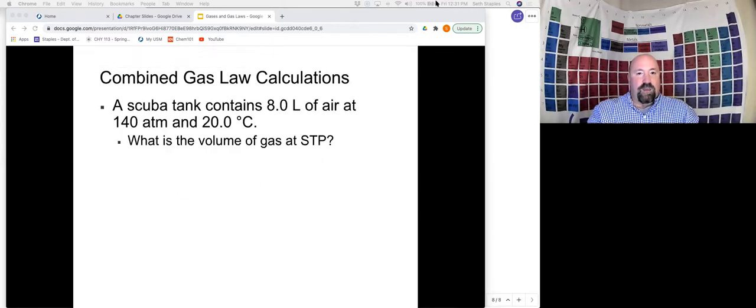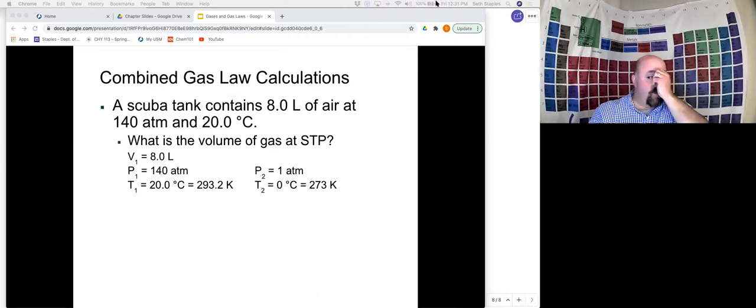Here we have a scuba tank that contains 8 liters of air at 140 atm and 20 degrees C. We want to know what the volume of that air is going to be at STP, standard temperature and pressure. So again, let's take our problem-solving approach.